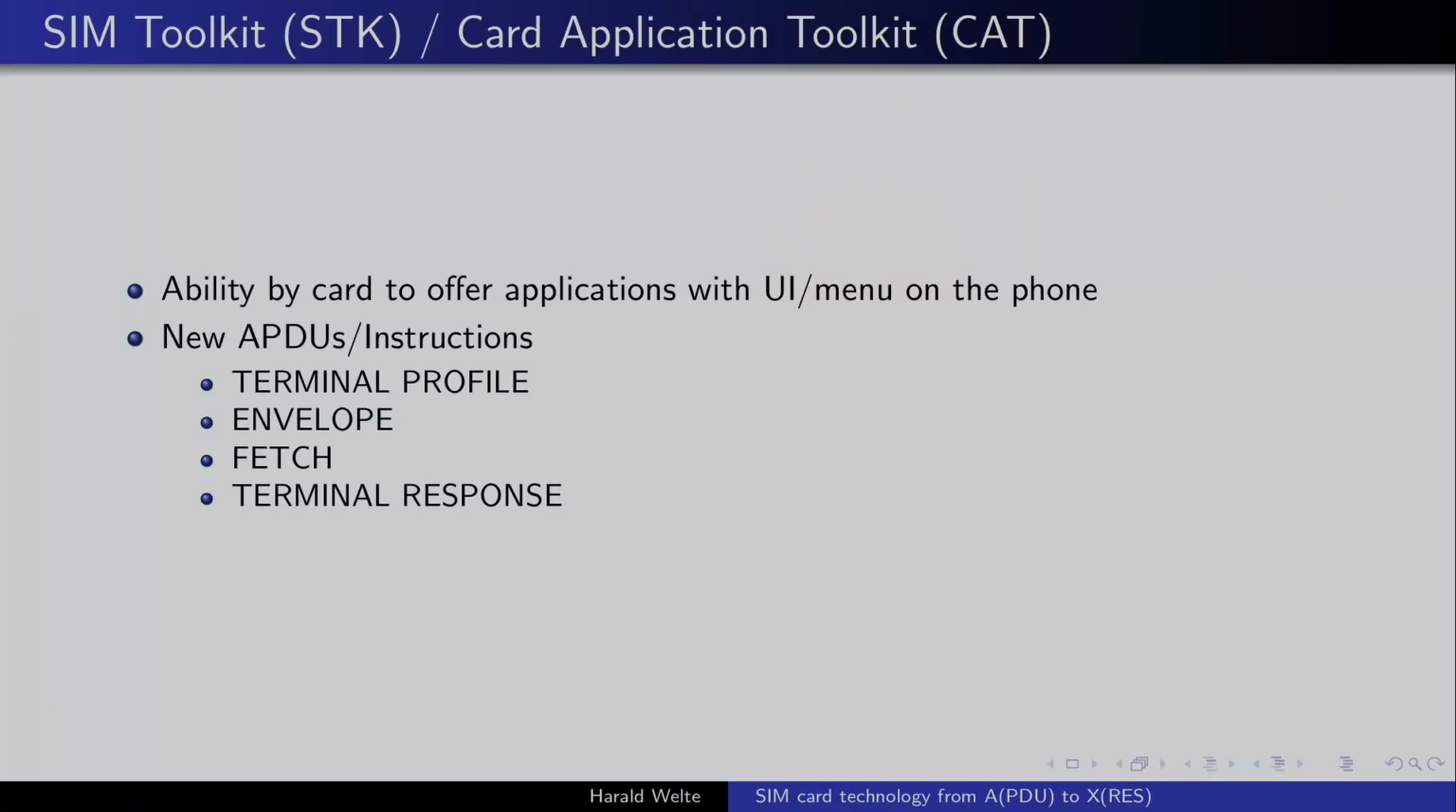Which brings us to one of the strange historic developments called SIM Toolkit, or later Card Application Toolkit, which is sort of an ability to offer applications with UI and menu on the phone, right? I mean, the card, of course, doesn't have any user interface, but the card can sort of request, show a menu and offer multiple choices and things like that. Some people will have seen it on some phones.